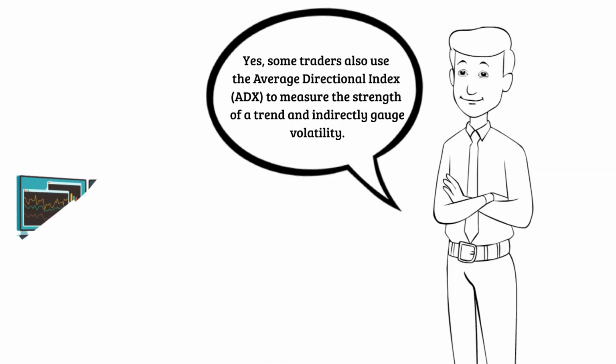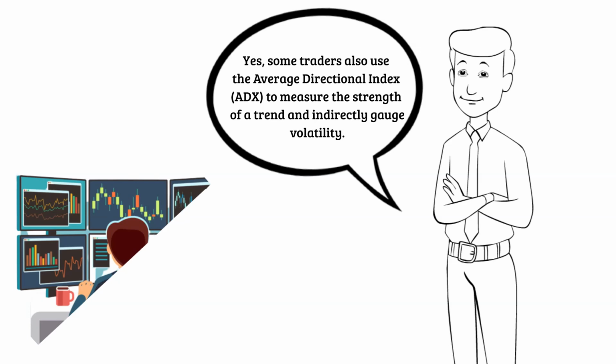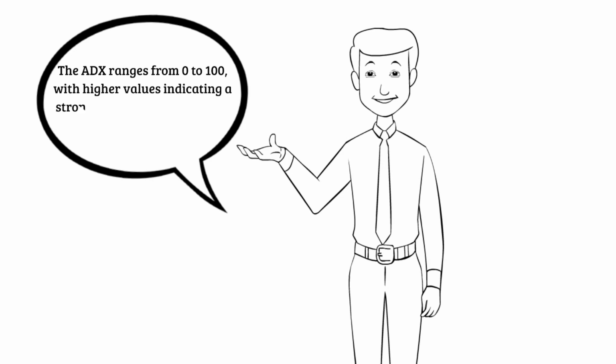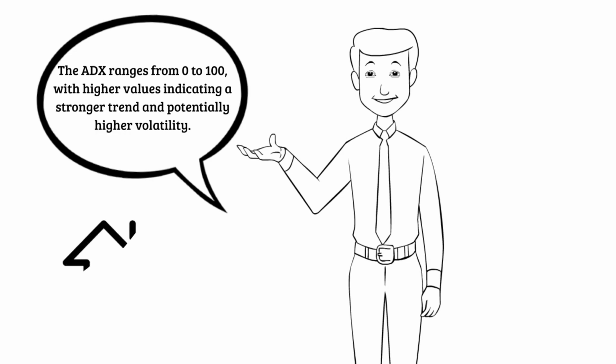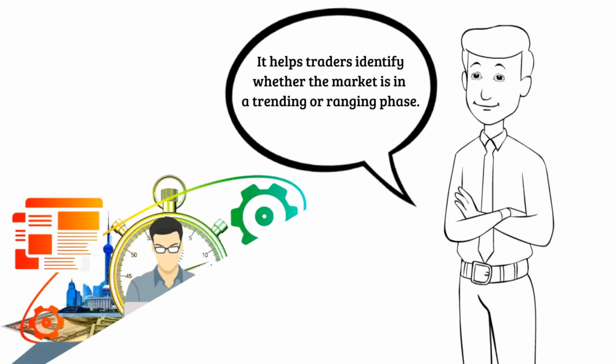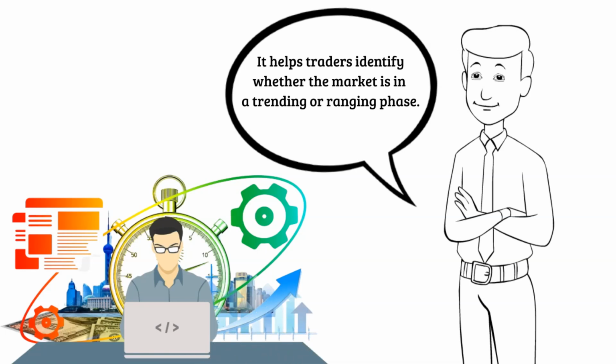Yes, some traders also use the Average Directional Index, ADX, to measure the strength of a trend and indirectly gauge volatility. The ADX ranges from 0 to 100, with higher values indicating a stronger trend and potentially higher volatility. It helps traders identify whether the market is in a trending or ranging phase.